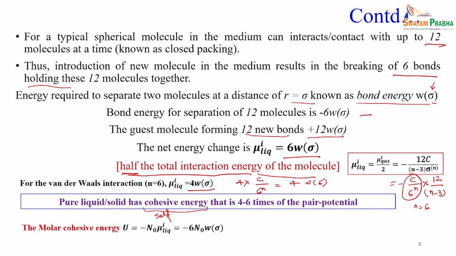Now, this is for one molecule. If you want to calculate the molar cohesive energy, you have to multiply with the Avogadro number N0. So you can calculate for one molecule, or if you want to calculate for molar, you simply multiply with the Avogadro number.